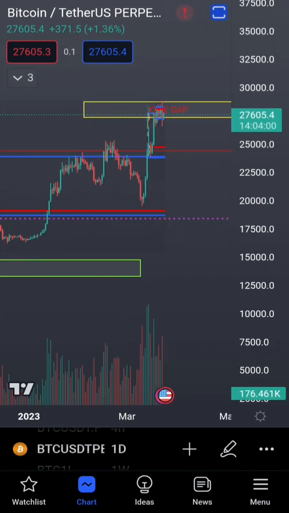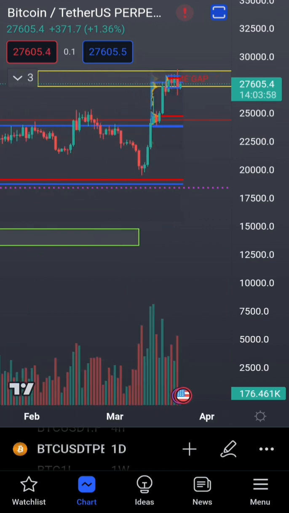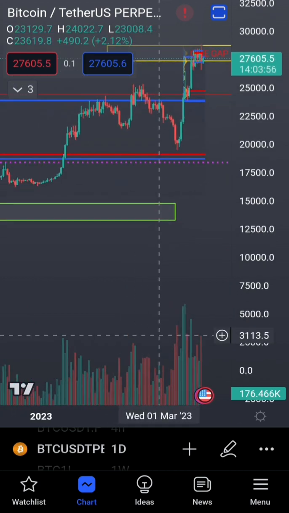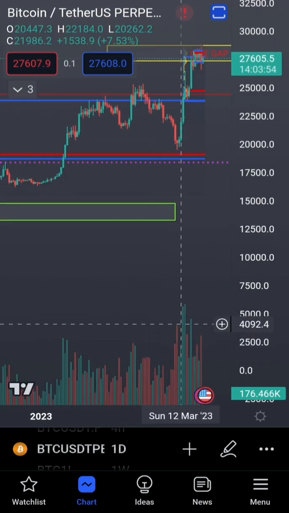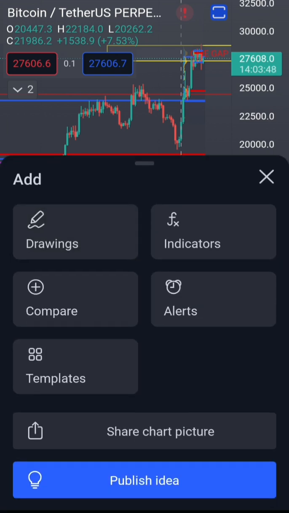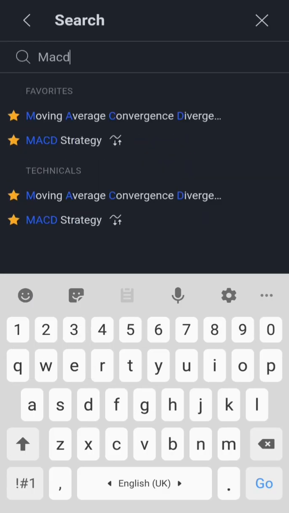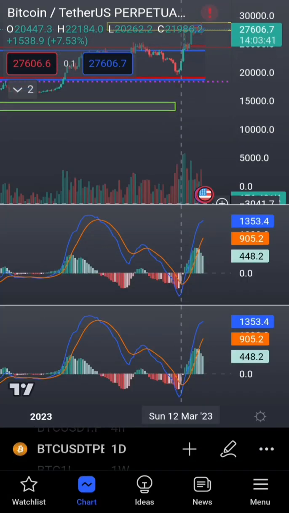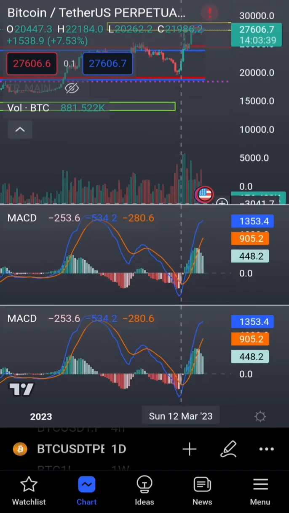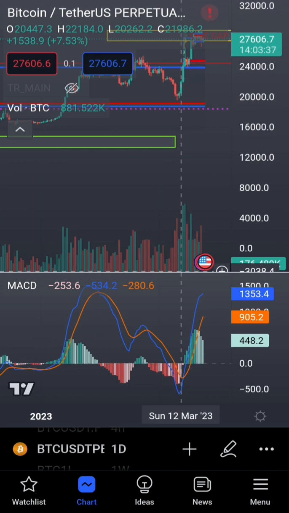Volume wise, we kind of had an increase in volume and then a decrease in volume, so it's not very helpful at the moment. Would like to look at the MACD indicator, which will show us our momentum. Are we going up in momentum? Oh, I had it on the screen already.